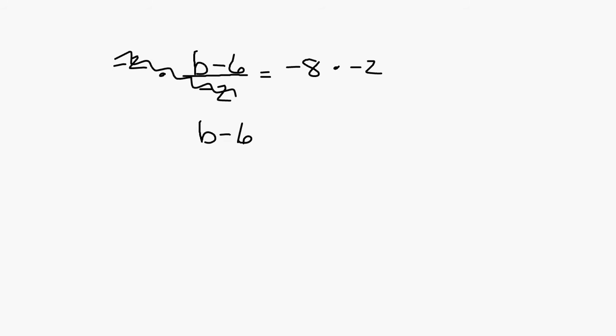b minus 6 divided by negative 2 is equal to negative 8. So you're going to multiply both sides, in this case, by whatever's in the denominator. So you're going to multiply both sides here by negative 2. These negative 2s cancel each other out. So on the left-hand side, you're left with b minus 6. And negative 8 times negative 2 is positive 16.